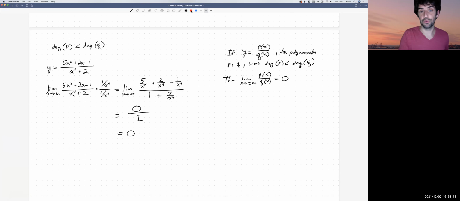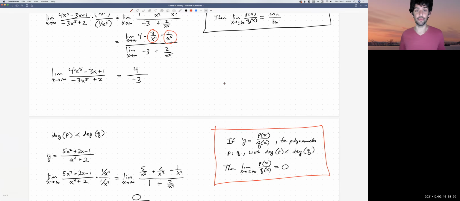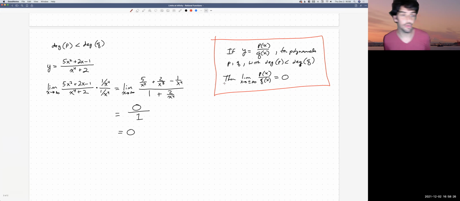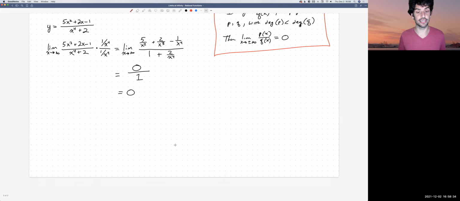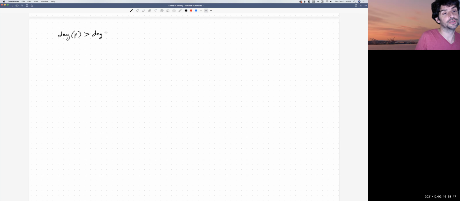So this is another nice rule. We don't need to worry too much when taking limits of rational functions, right? We first started with a rule for when their degrees are the same. We now have a rule for when the degree of the numerator is less than the denominator. Let's take a look at what happens when the degree in the numerator is greater than the degree in the denominator.